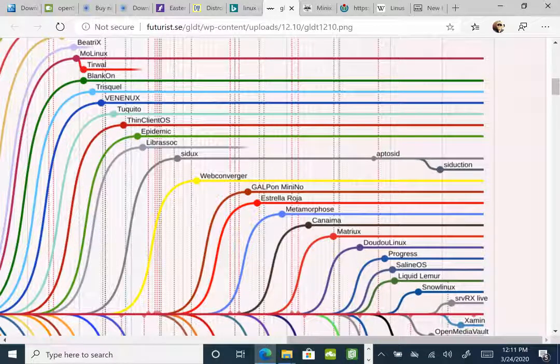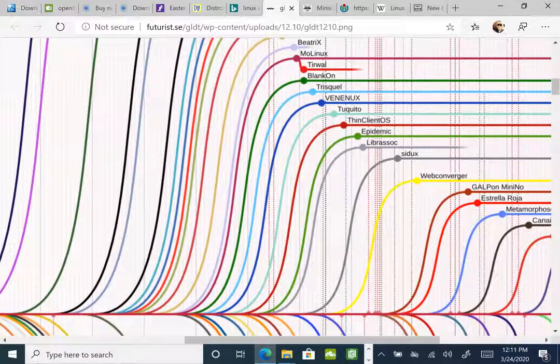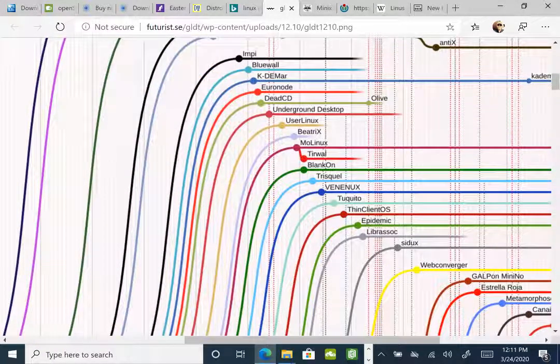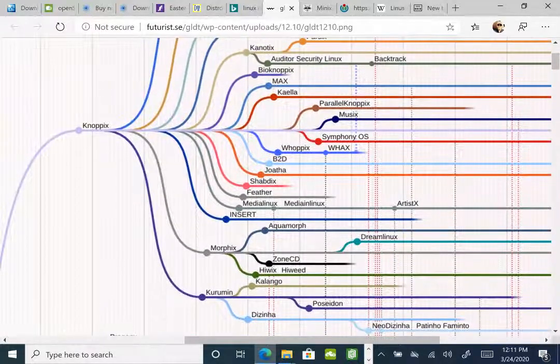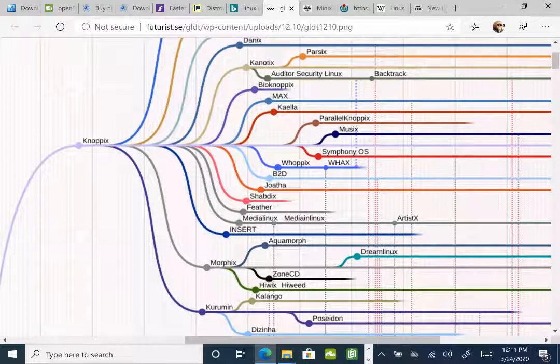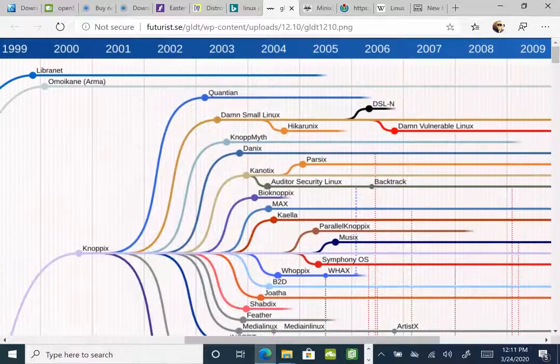That's the problem with Linux, right? Once you fork this, yes, they can all be running the latest version of the Linux kernel. But how they've implemented things, how you get around in it, what things you can do with the command line are all very different, right? So Knoppix was massive and it's split off into tons of things.